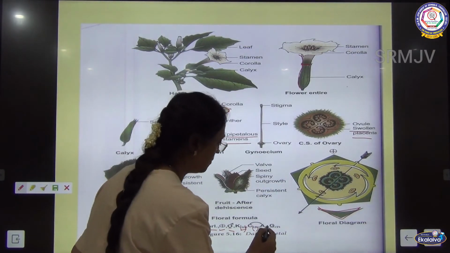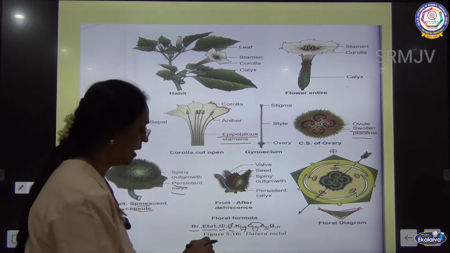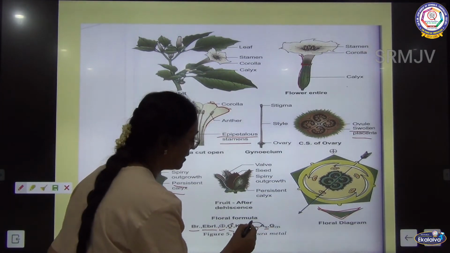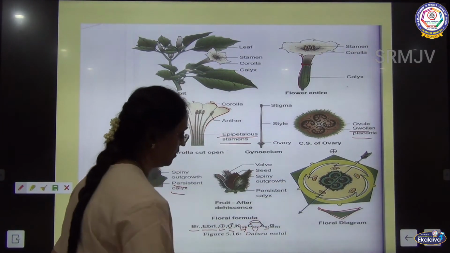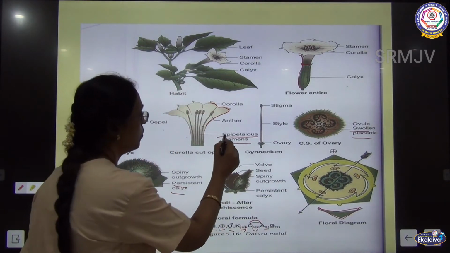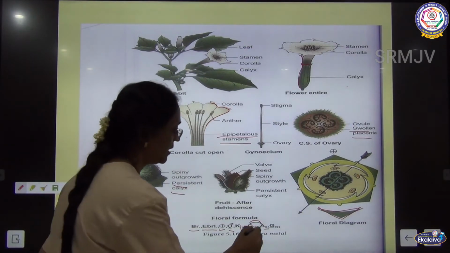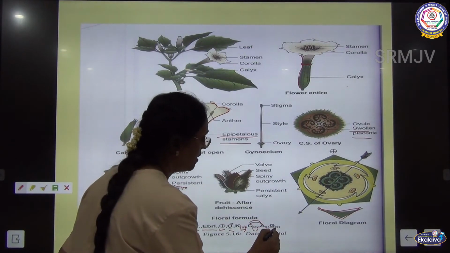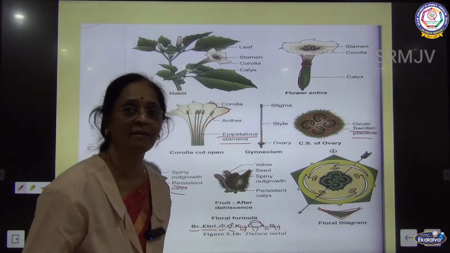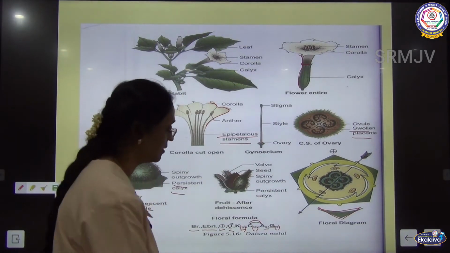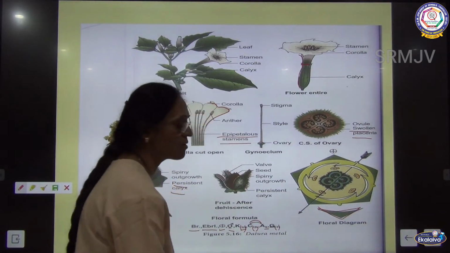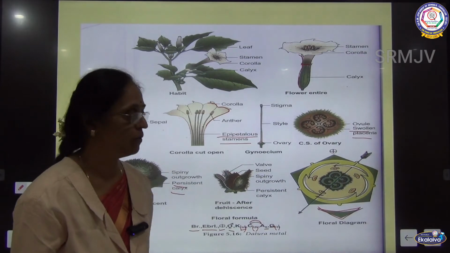And androecium, how many are there? 5. And we have drawn an arc connecting the corolla with androecium. And this is what we call epipetalous stamens. Gynoecium bicarpellary, and you have put inside the bracket, it represents syncarpous, and a line below, this is called as superior ovary.